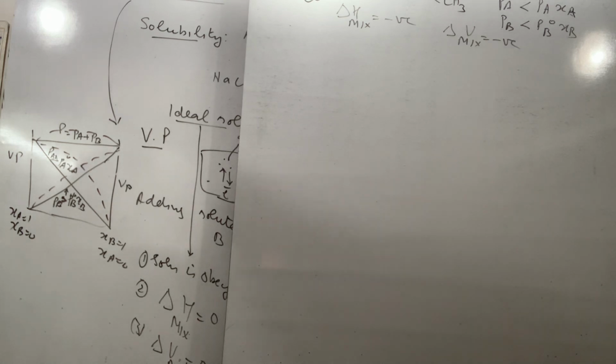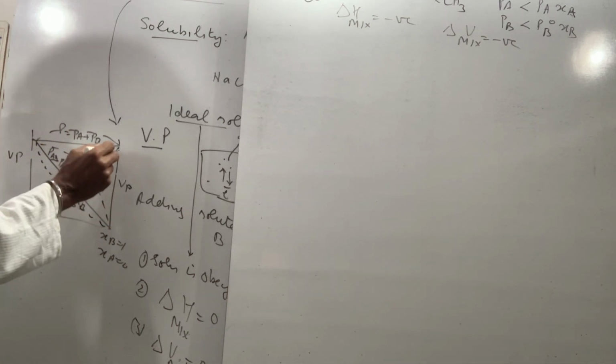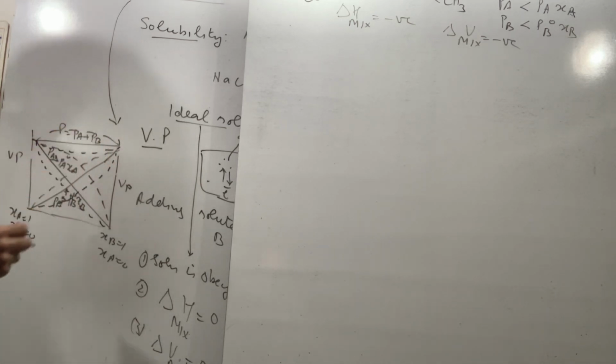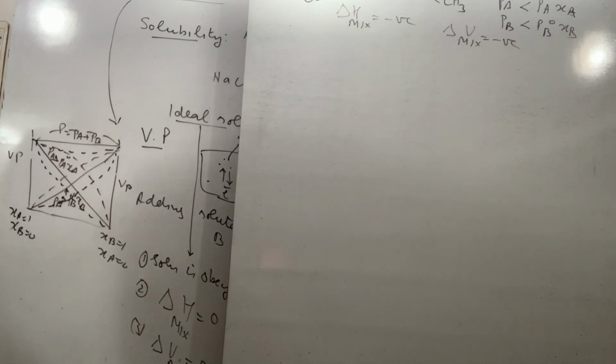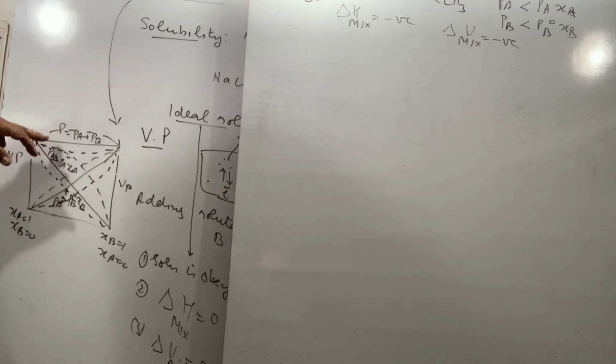So in this case, the graph should be like this. It will be like this. So here the graph will be like this. So the graphs are showing different types. Here this orderly graph is meant for ideal solution. This reddish one is for positive deviation, and this dark black is indicating the negative deviation.